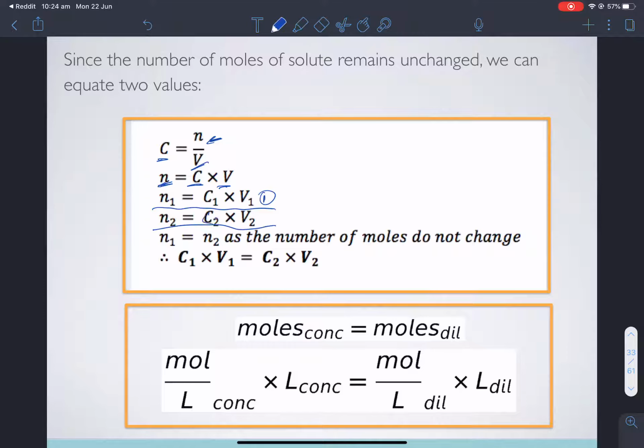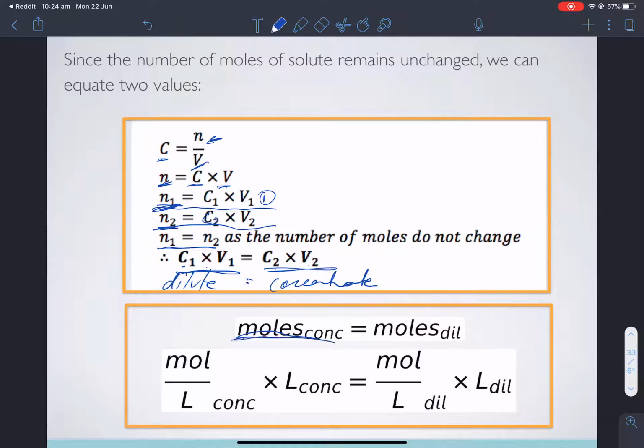Condition 2, the concentration 2 is going to times the volume 2 to equal the number of moles after dilution. But the number of moles remains unchanged, so then you can equate them: the concentration of 1 times the volume of 1 equals the concentration of 2 times the volume of 2. This could be diluted, concentrated. Okay. So down here I've kind of done the same.